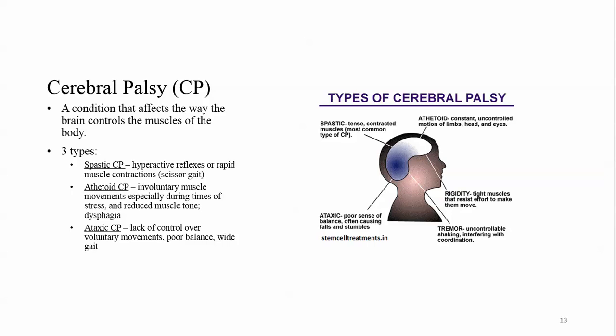Okay, the other two are athetoid CP, and this is involuntary muscle movements, especially during times of stress, and reduced muscle tone. They have dysphagia, which is they have trouble swallowing. Ataxic CP, lack of control over voluntary movements, poor balance, and wide gait.